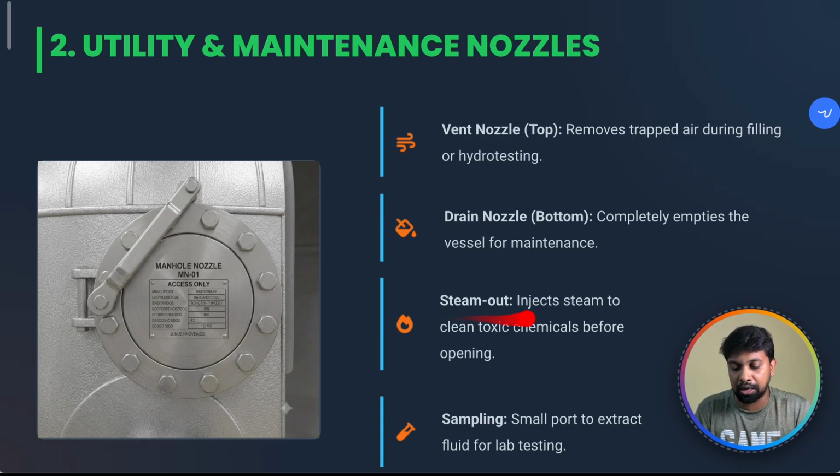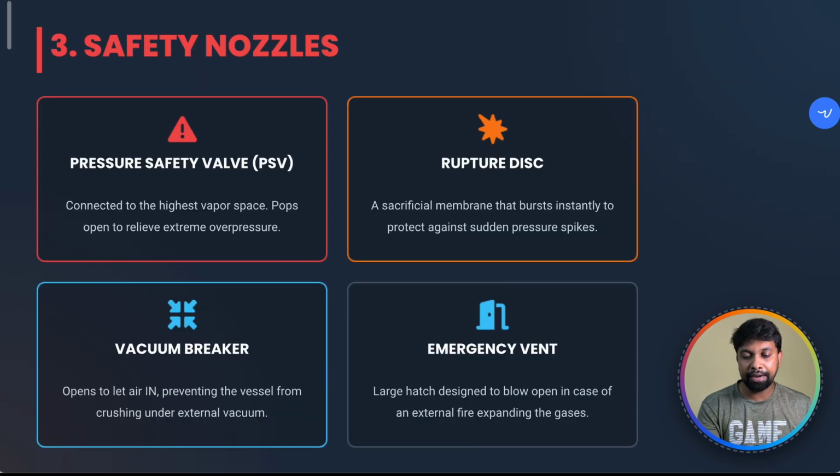So we have steam out nozzles and sampling nozzles. Sampling nozzles you can commonly see in pharma vessels. The nozzles are available on the shell side. We can extract a small amount of fluid for lab testing or any other testing purposes. Safety nozzles, we have discussed in the previous video also.